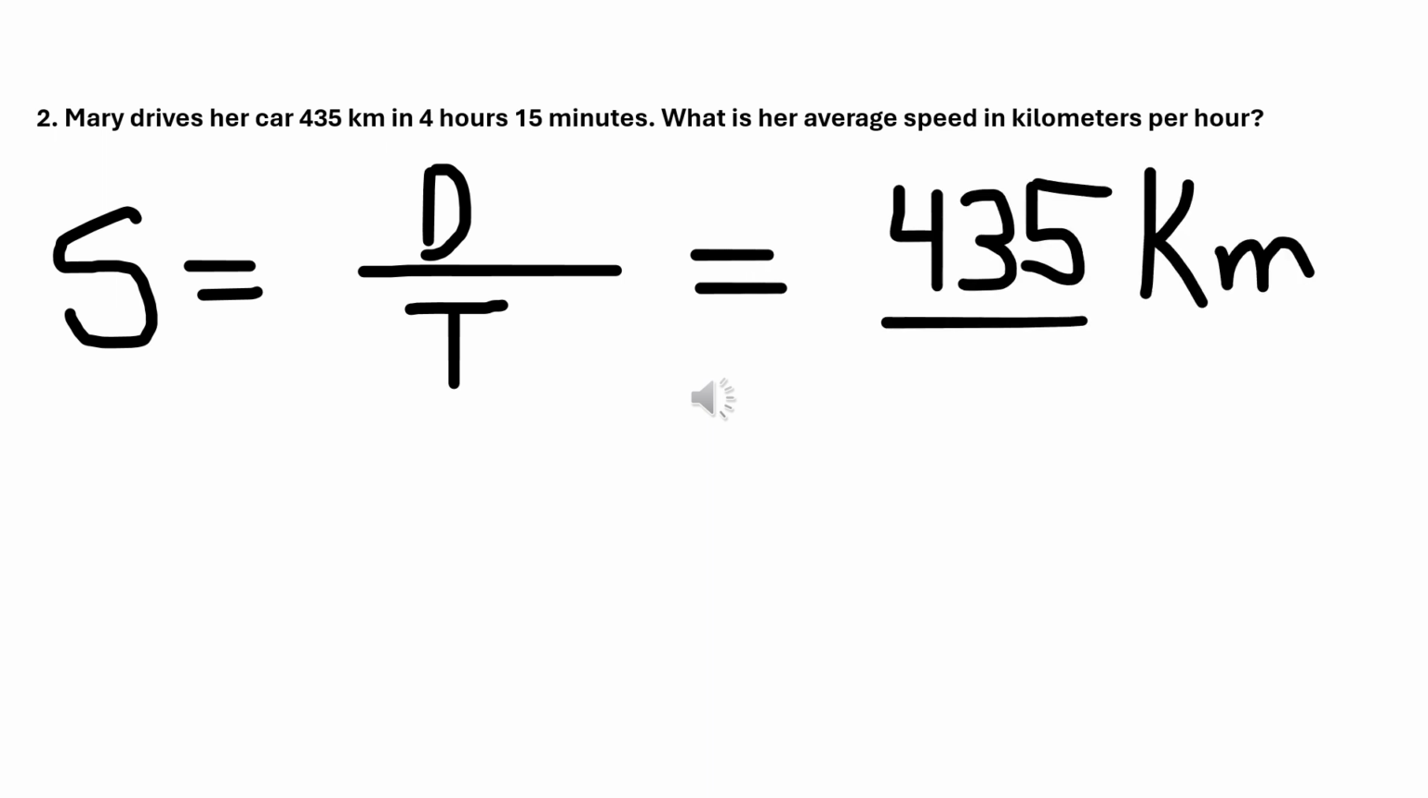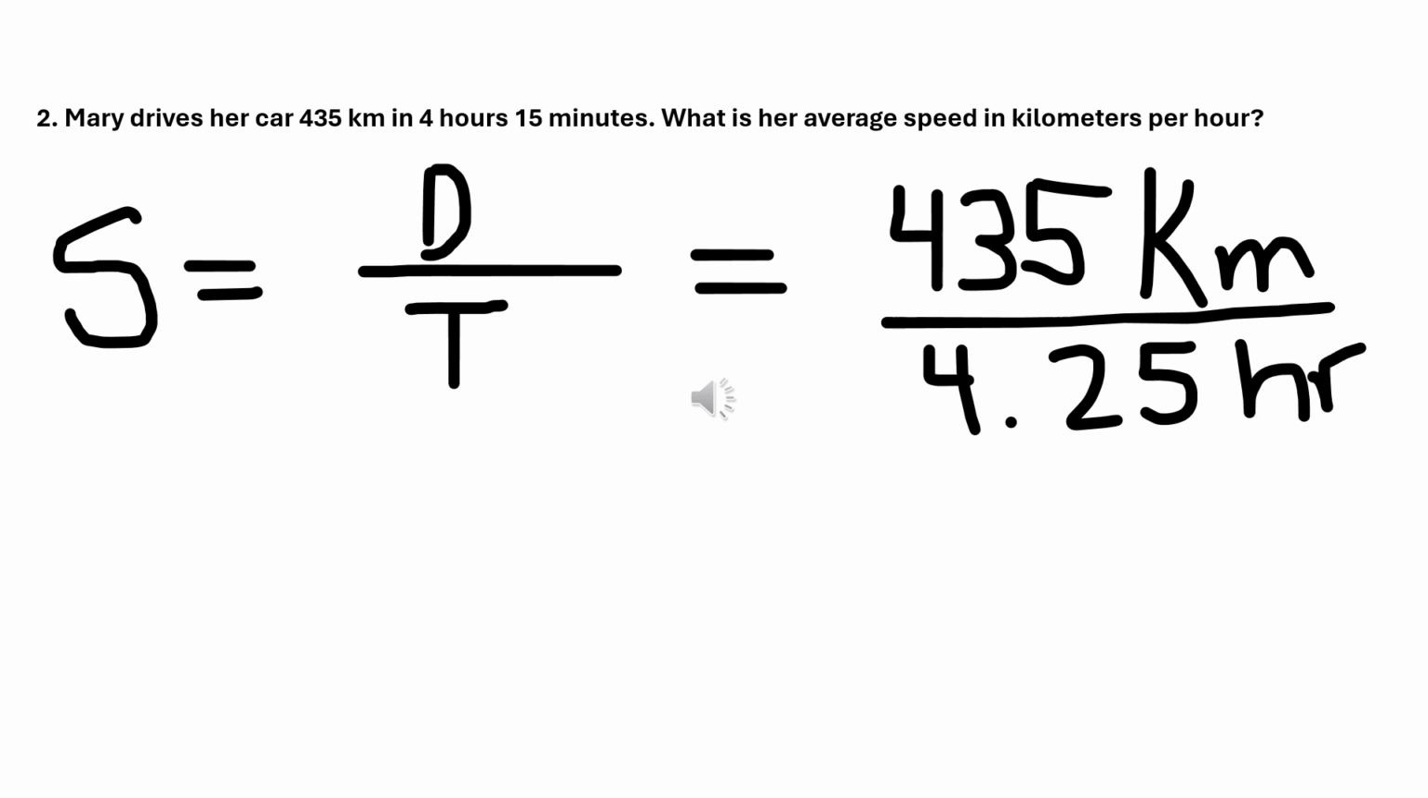435 kilometers is the distance. And the time is going to be 4 hours and 15 minutes. 15 minutes is 1/4 of an hour, and we show that as a decimal fraction by saying 0.25. Think of quarters. Quarters are 25 cents. Remember that a whole dollar is 100 cents.